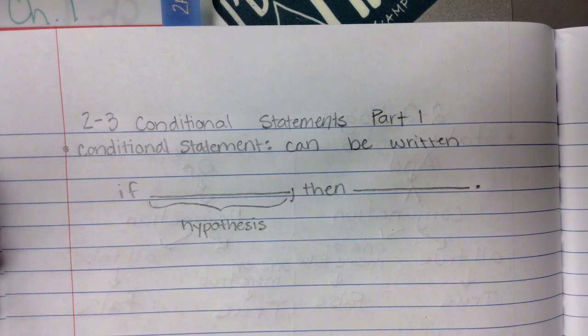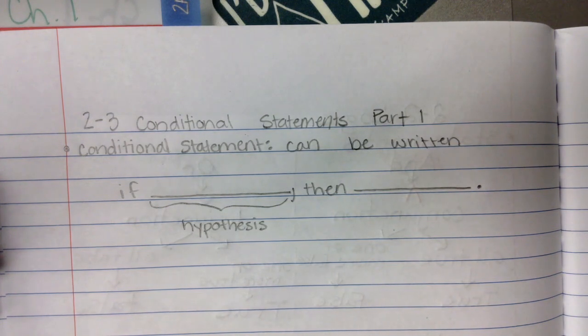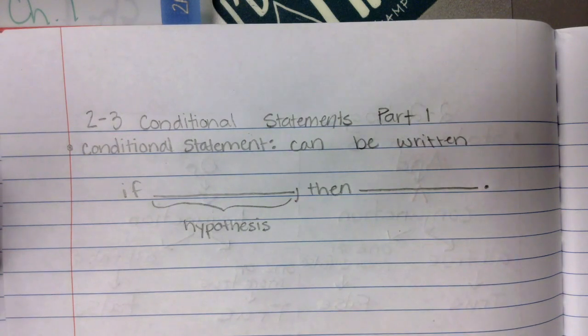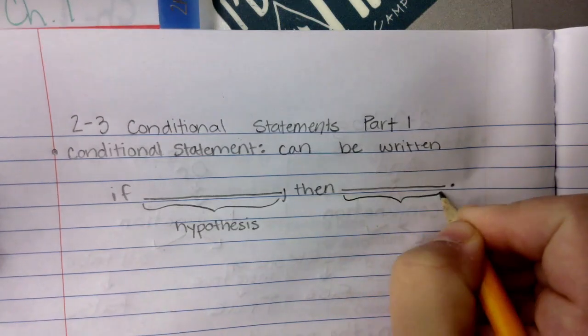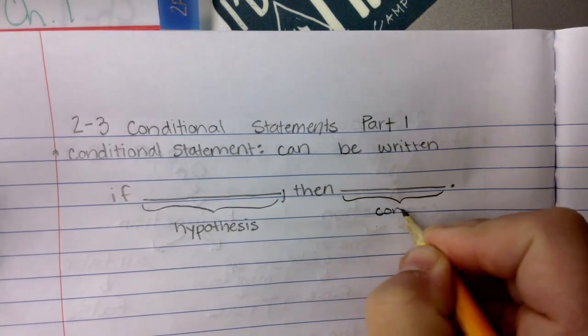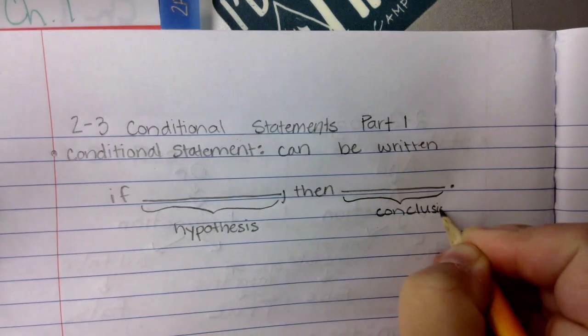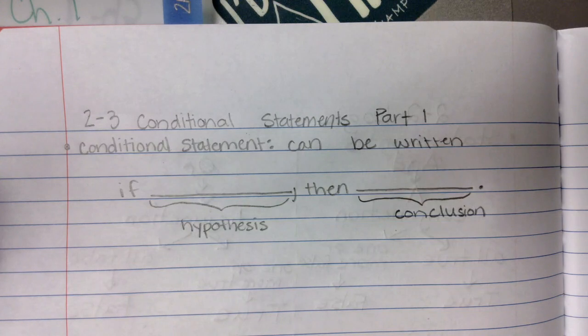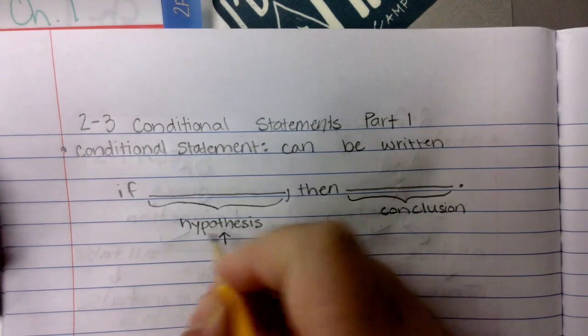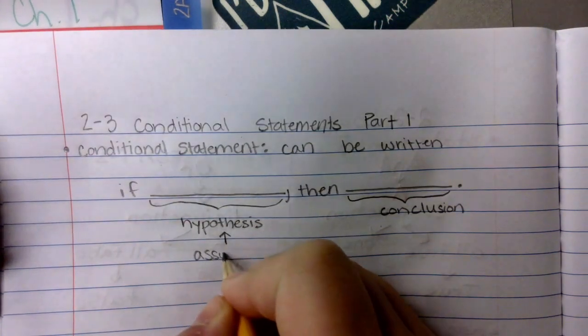In this case, the hypothesis is going to be something that we assume happened. Okay? So we have our hypothesis, and then we have our end, and our end we call a conclusion. So we have our hypothesis and then our conclusion. And with our hypothesis, we're always going to assume this already happened or is happening.